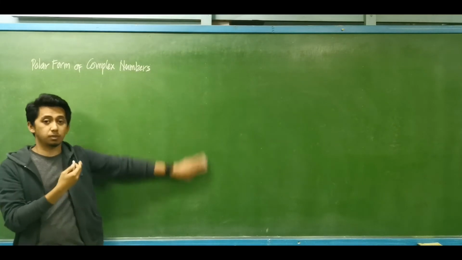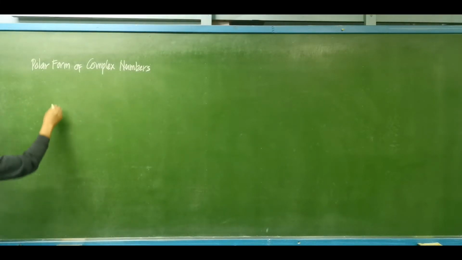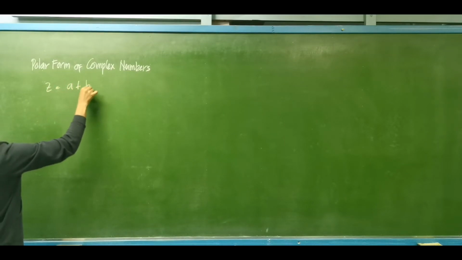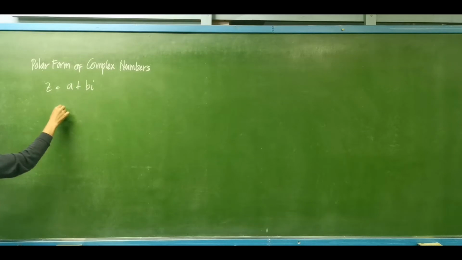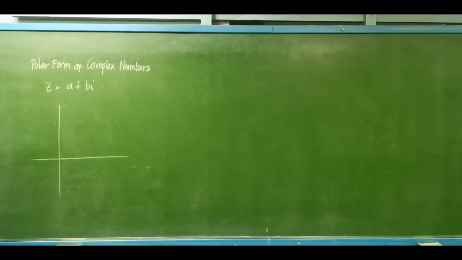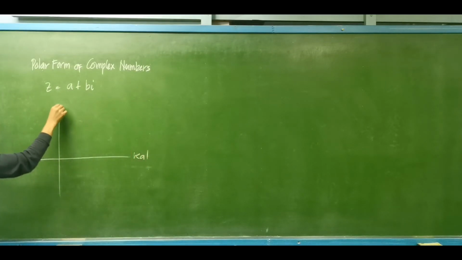Next, we are to discuss polar form of complex numbers. So first of all, we have the complex number z is equal to a plus bi. We are to plot this one. So again, we have our horizontal and vertical axis. The horizontal is the real part, and the vertical is the imaginary part.